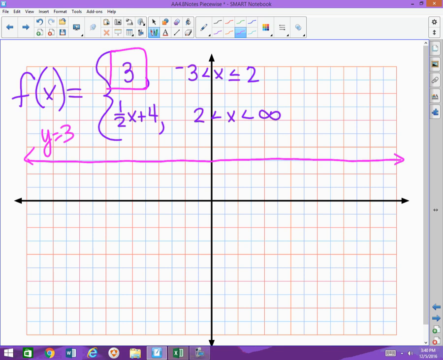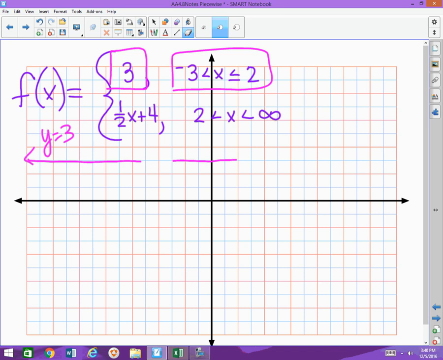But it says we only need the part from negative 3 to positive 2. Well, negative 3 is right there, and positive 2 is right there. And so we have to get rid of all the rest of it. And then because it says negative 3 is less than x, there would be an open circle here at negative 3. And x is less than or equal to positive 2, so there's a closed circle on 2.